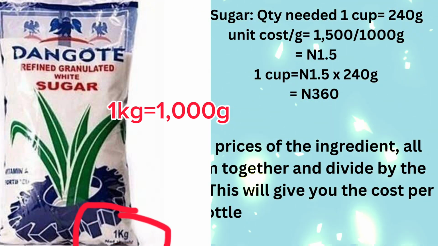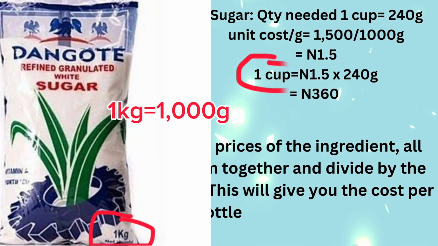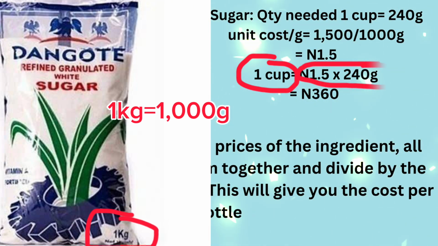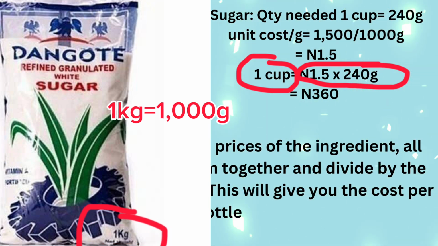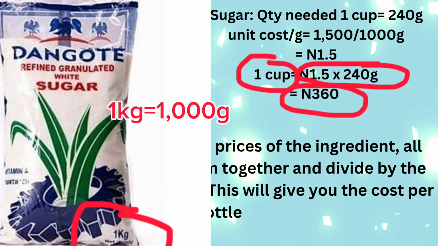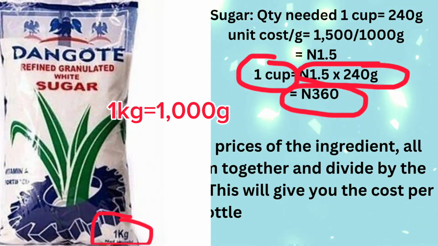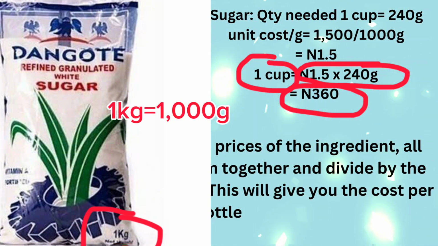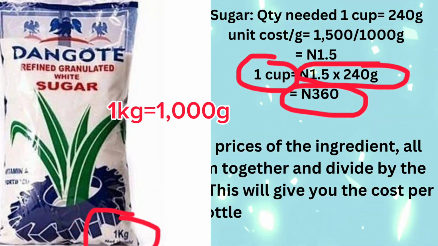So to get our 240 grams or 1 cup of sugar, you now say 1 naira 50 kobo times 240 grams. This gives us a total of 360 naira for the quantity of sugar used using this formula of partial ingredients. I hope you understand this.